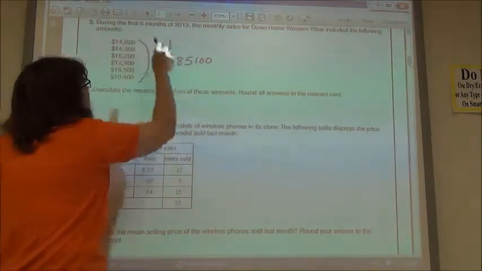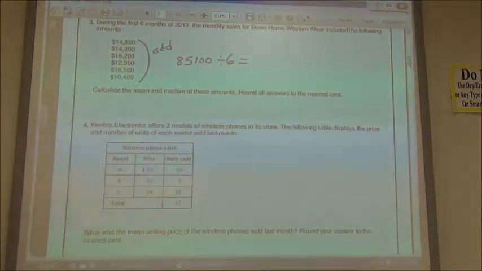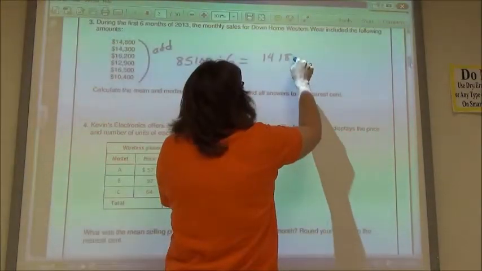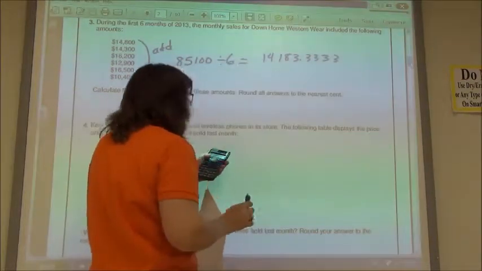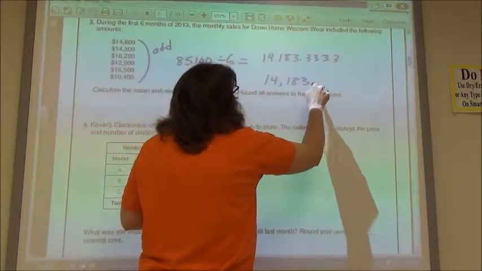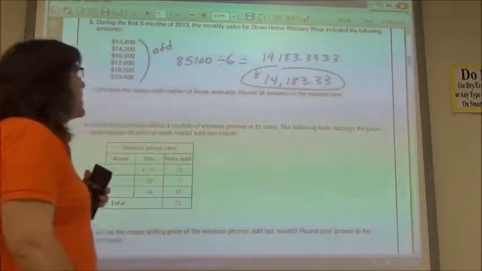Added all those together, we have 6 numbers, so we're going to divide by the 6 months in order to find our average. And so we have 14,183.333333. If I have 0.333, I'm rounding it off to 33 cents. So $14,183.33.